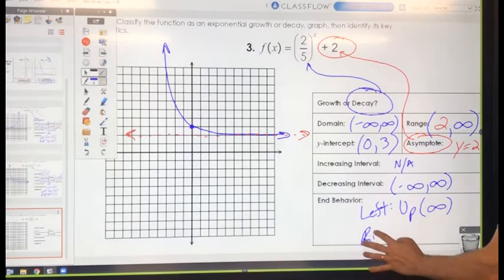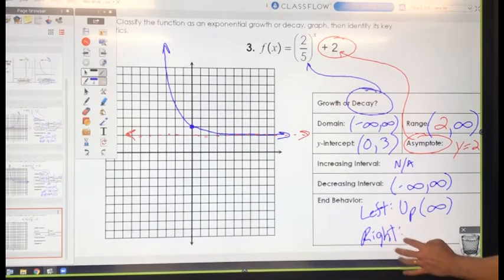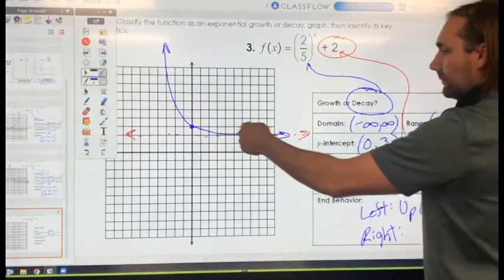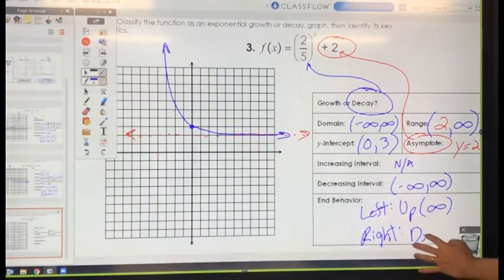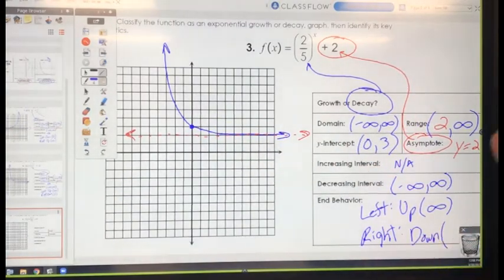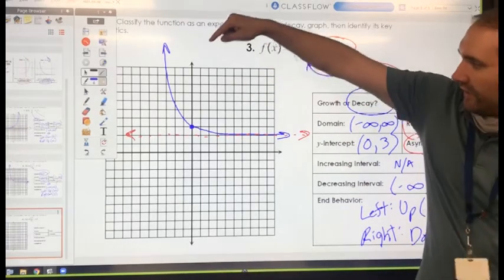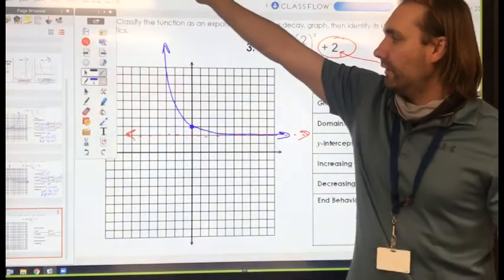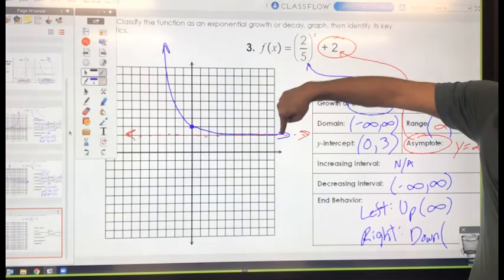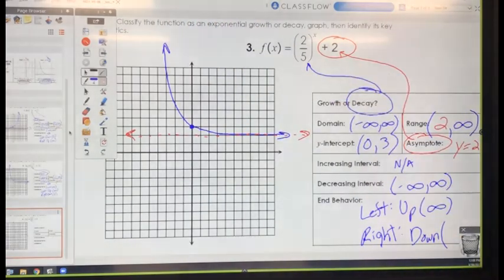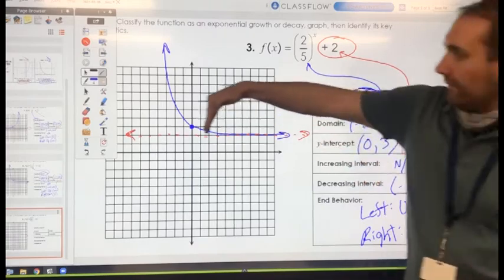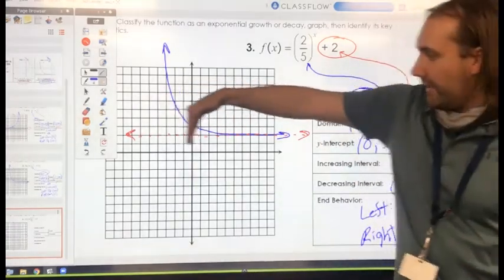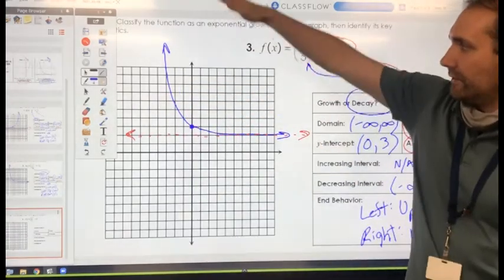And where is my right side going? Right side is going down towards what value? End behavior is in terms of y. So I'm going up towards positive infinity, down towards what y value? 2. Yeah. Down towards 2. Intervals of increase and decrease are in terms of the domain, x. End behavior is talking about the range, the y.